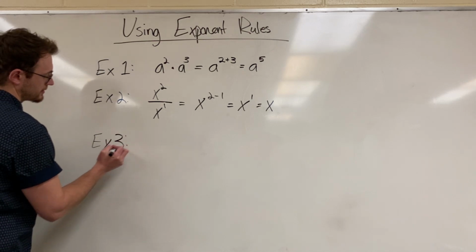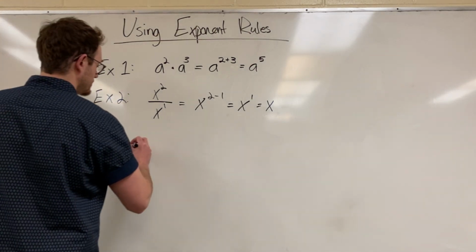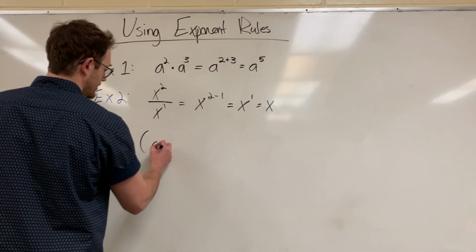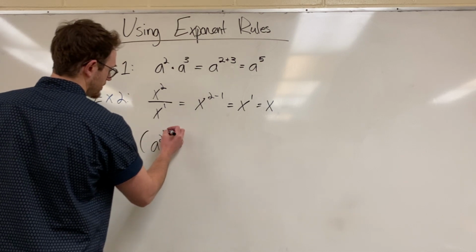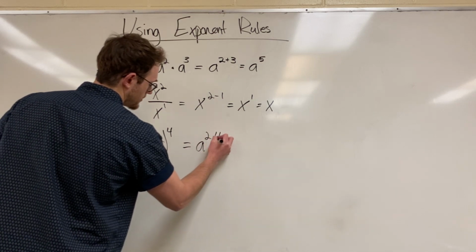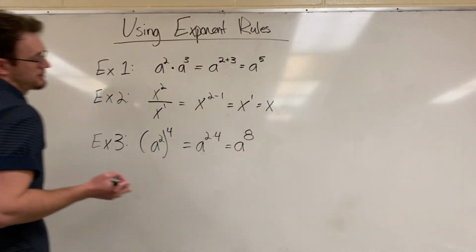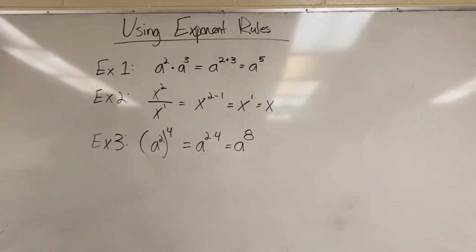Example 3. All right, example 3. We got power. So let's say I got a squared to the 4th. That equals 2 times 4, a to the 8th.